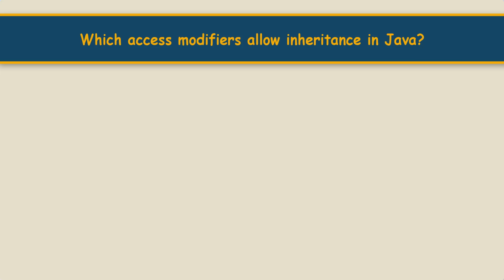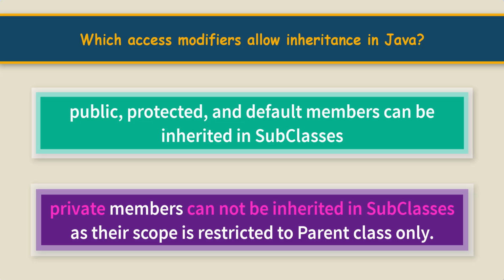So in Java, inheritance can be used for all the access modifiers except the private members. So all the private members of the parent class we cannot inherit at all in the subclasses. A subclass can only inherit public, protected and default members, and depending upon the package your access will be given.